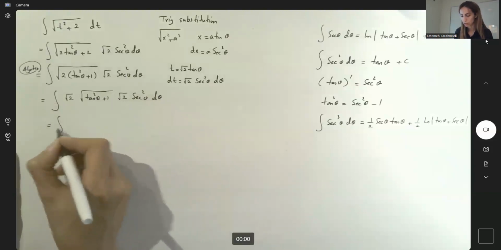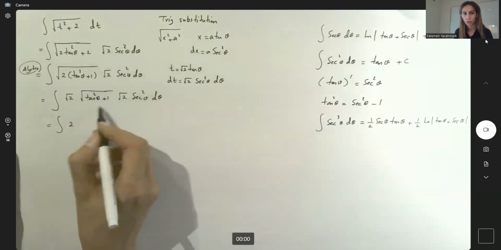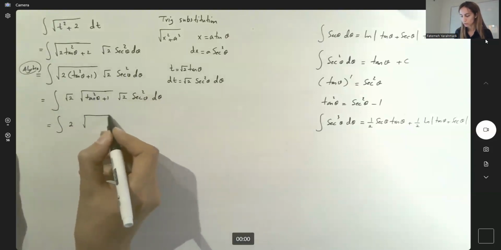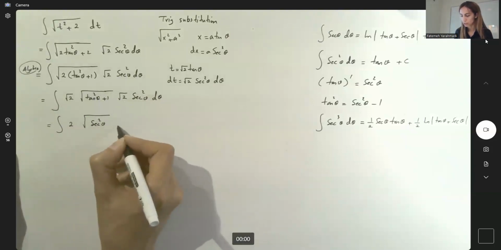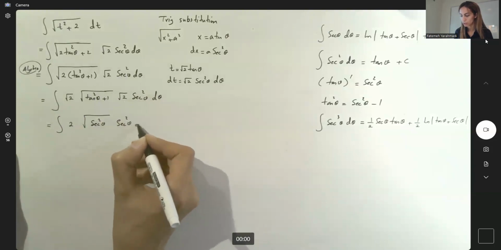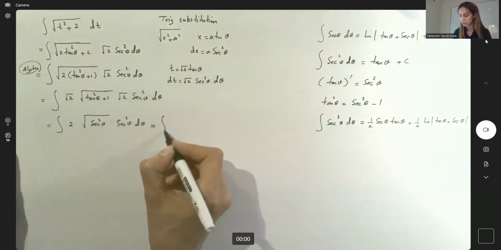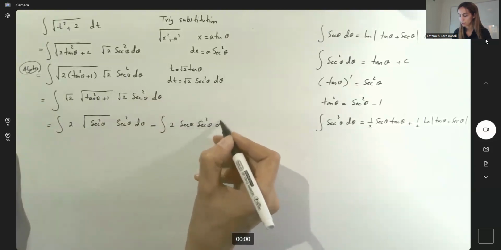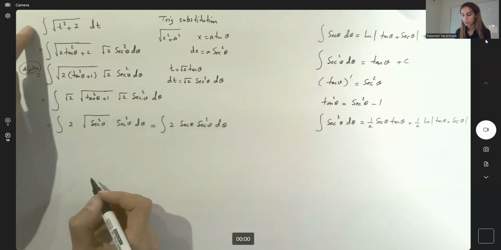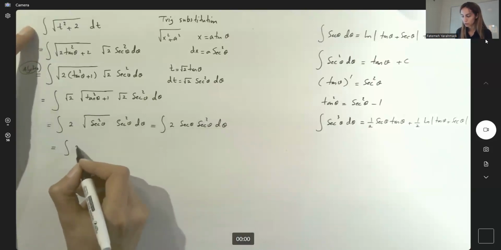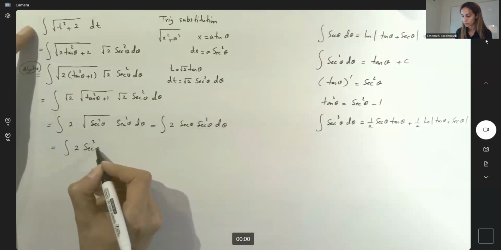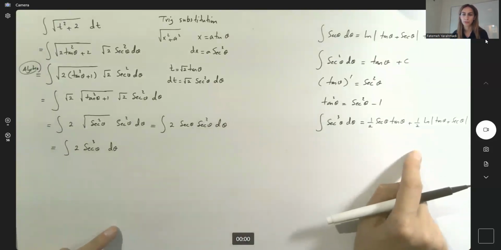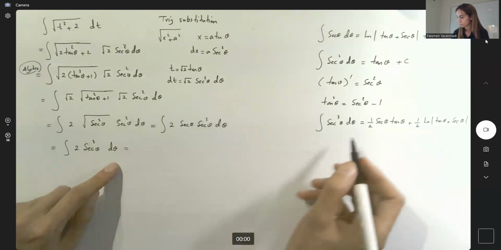So this is equal to the integral of 2 times, but 1 plus tangent squared is just secant squared. It becomes the integral of secant squared of theta times secant squared of theta d theta, which is basically the integral of 2 secant theta secant squared theta d theta. So this integral becomes the integral of 2 secant to the third of theta d theta. We already proved this. This is equal to.